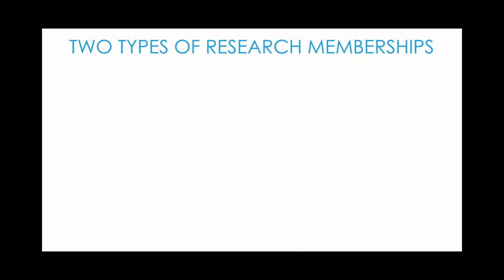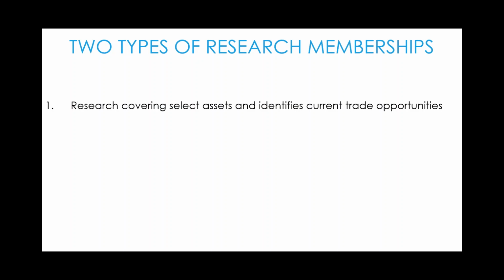What I want to do here is go through two types of our research, give you a 30,000 foot view, then drill down a little bit, without going into a lot of detail. Hopefully this will be enough, and we can go into more detail on the phone depending upon what questions each of you have. The first type of research covers select assets and identifies current trade opportunities. So Chris and Brian are doing analysis and research on specific assets, looking for trade opportunities for you to take action on. The second type of research is what we call research for slow monies.